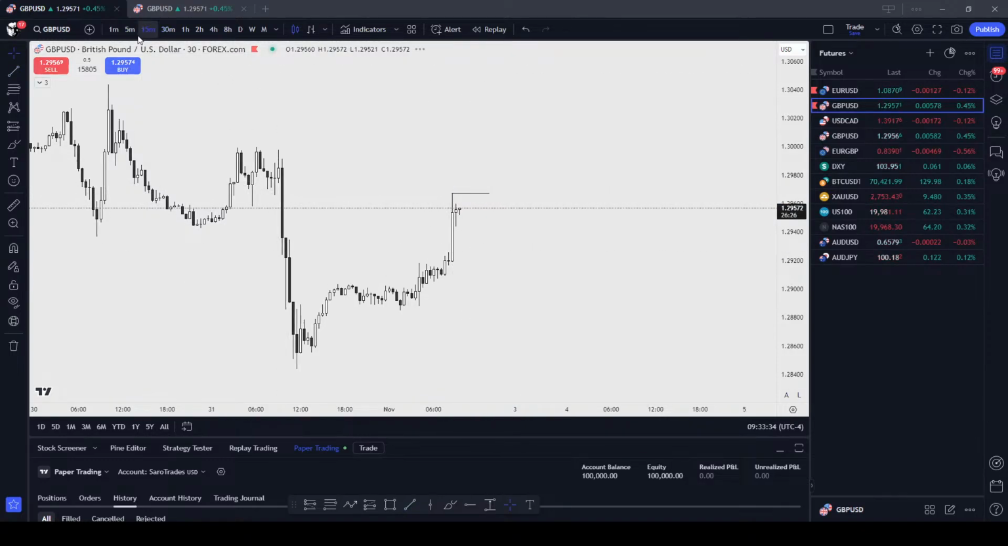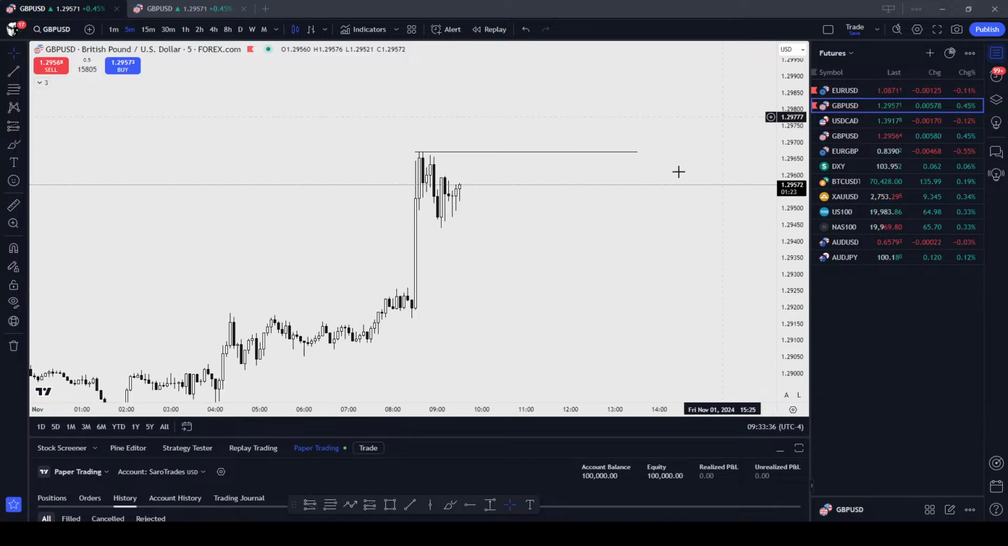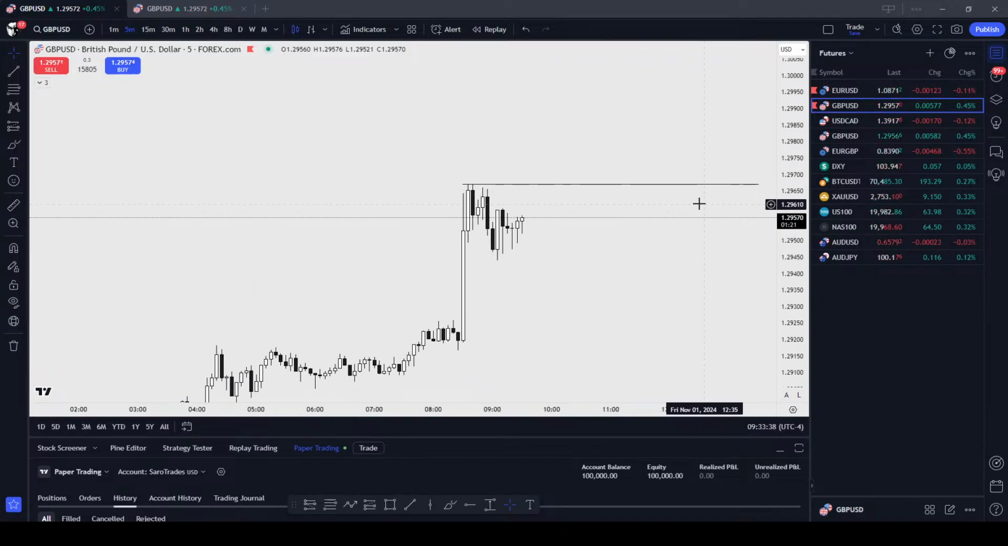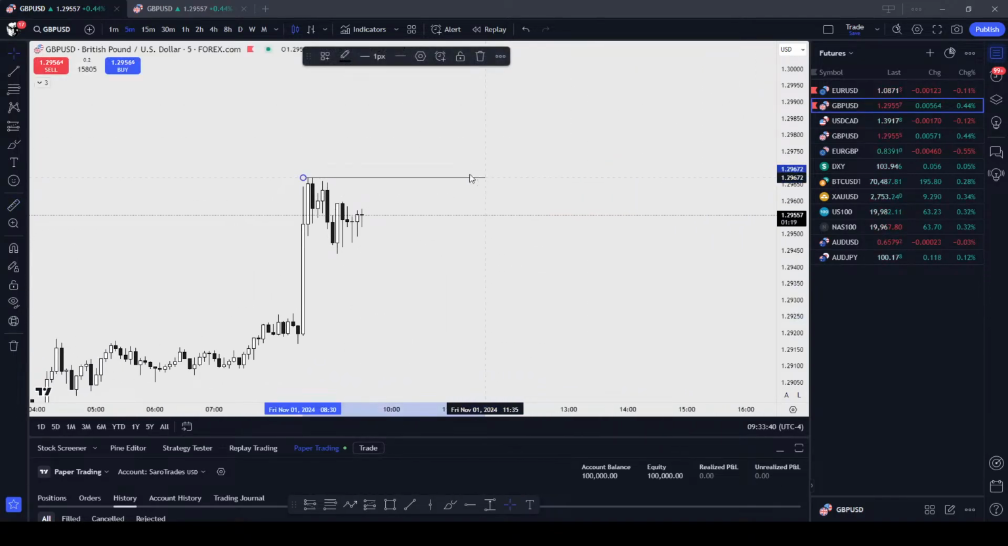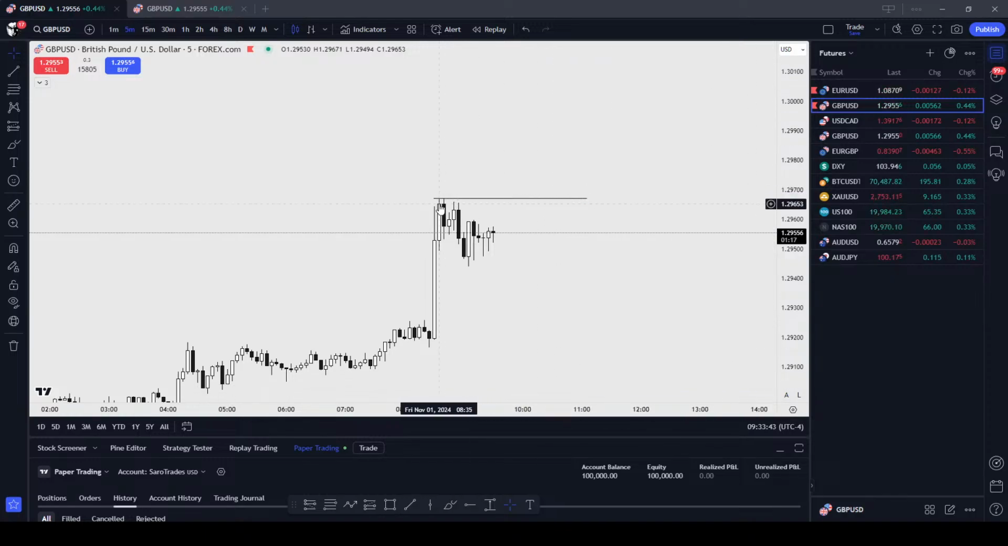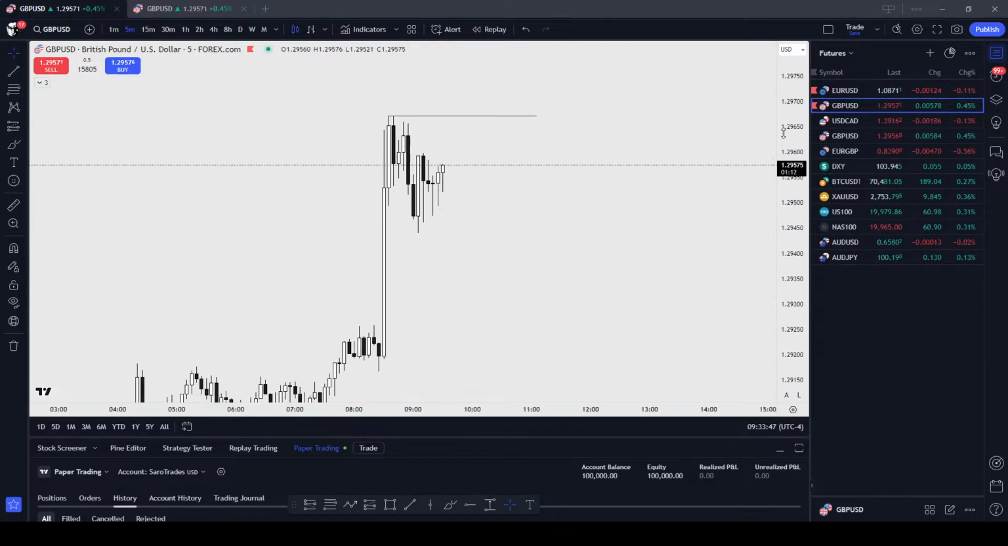Pound is gonna take this high, that's for sure. If it comes down without taking this high, I'll change my name to something else. Saro doesn't trade, I guess.